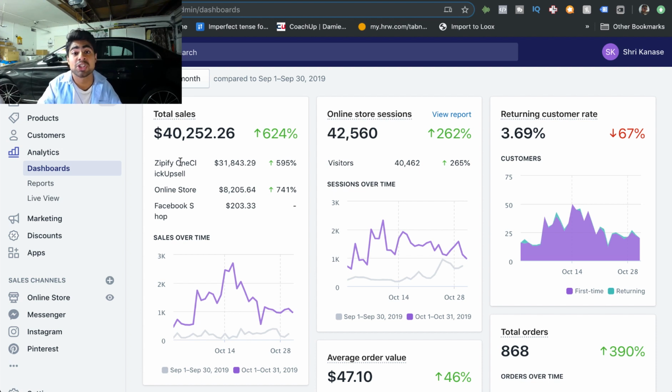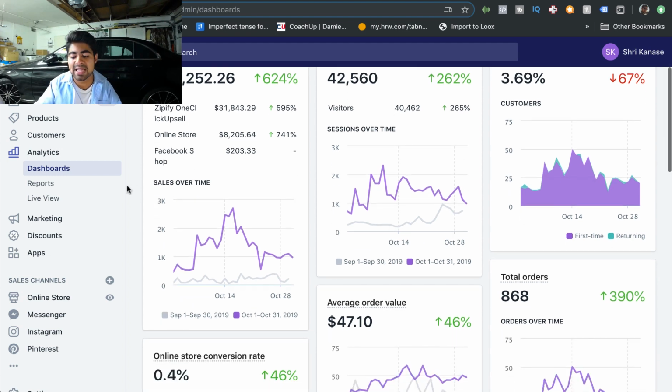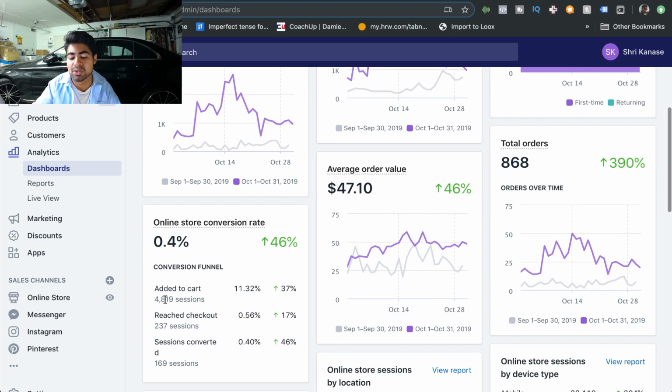Because of this, Shopify is unable to monitor your metrics correctly, and this is exactly why all of the metrics are messed up. The add to cart, reach checkout, and sessions converted are all messed up because of Zipify's one-click upsell. But the average conversion rate during this time was about 3%.